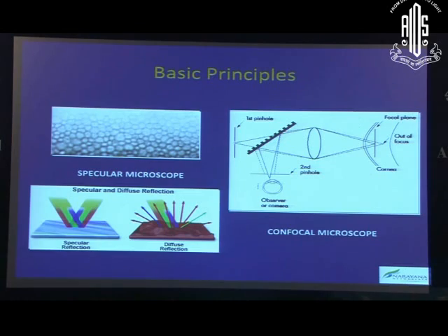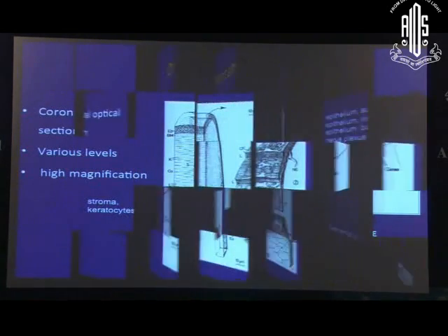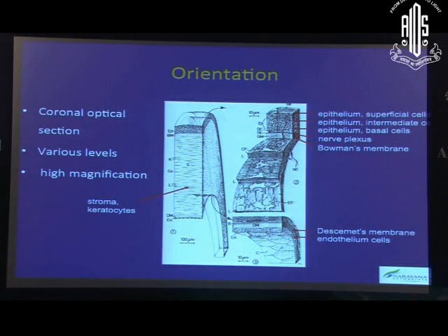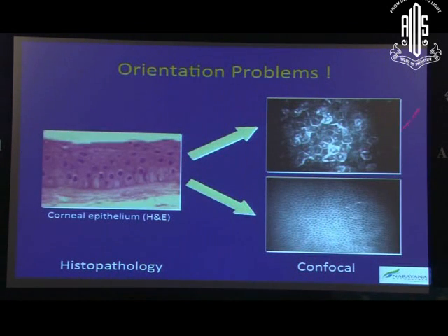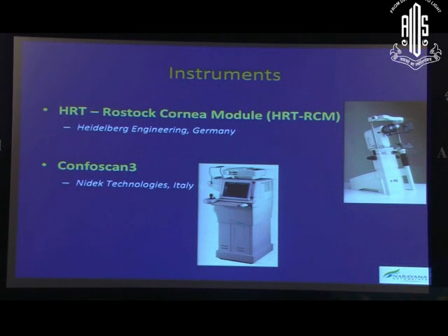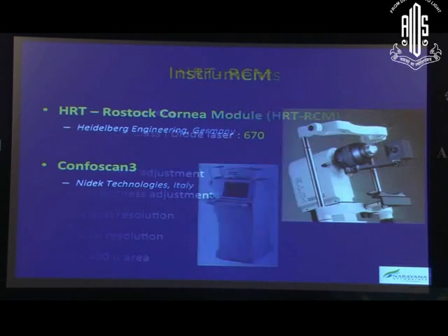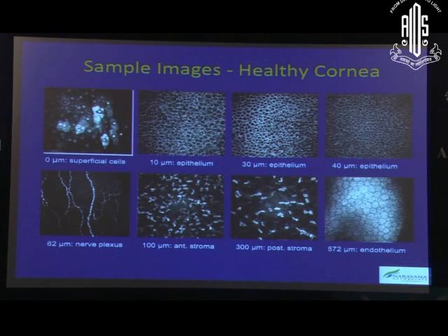But the advantage is that you can actually see the cornea layer by layer here: the corneal epithelium, the basal layer of the corneal epithelium, and so on and so forth. There are a couple of machines currently available, like HRT with the Rostock cornea module and ConfoScan from NIDEK, which can show you an image like this.